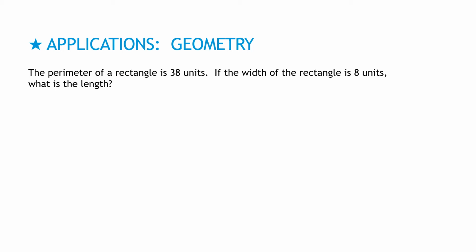Here's one for you to try. Keep in mind, if you don't already know, the perimeter of a rectangle is the distance around. So again, if we're looking at a perimeter, we've got 2 lengths and we've got 2 widths. So it's 2L plus 2W. So press pause now and try this question, and then press play to check your work.